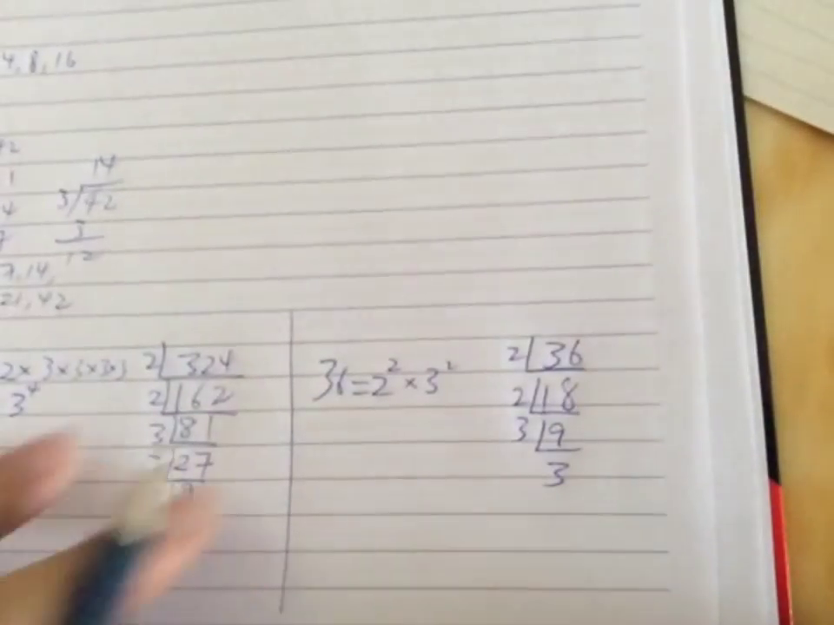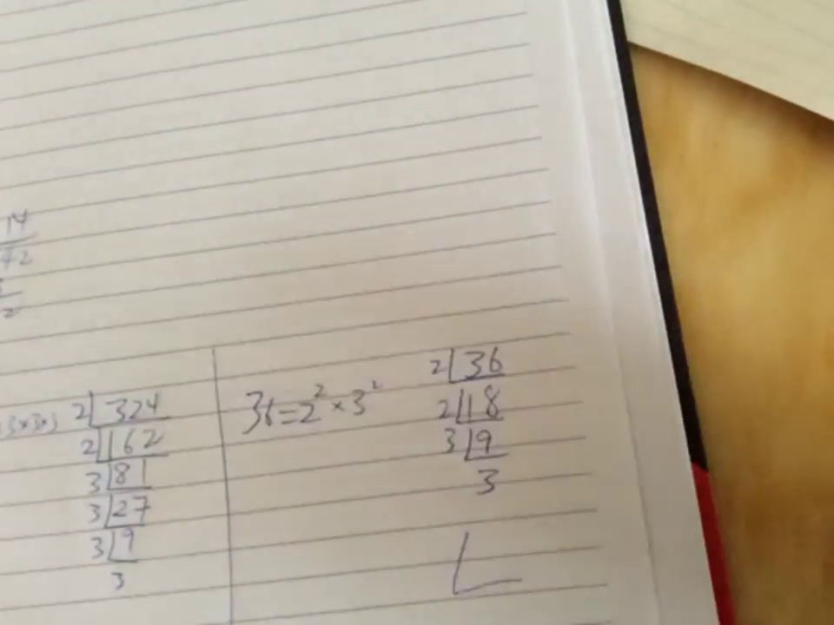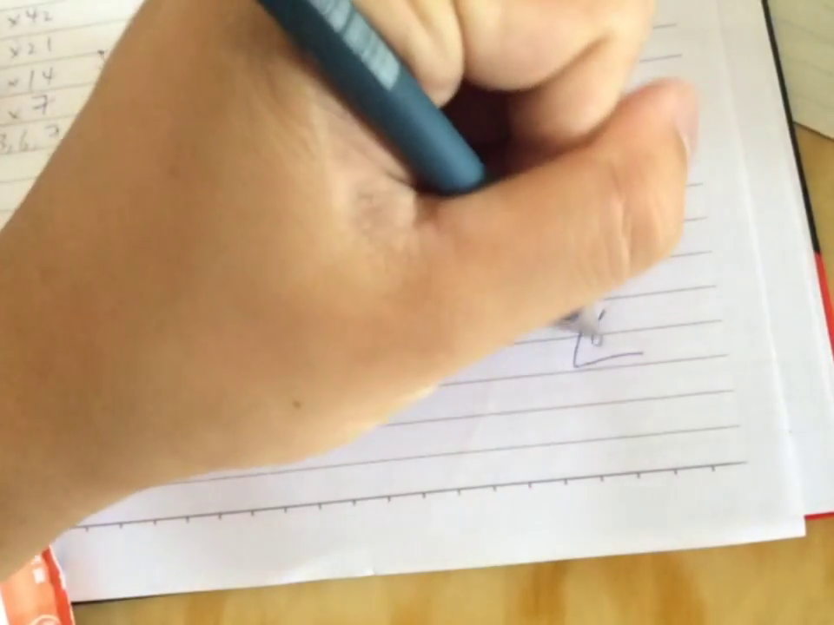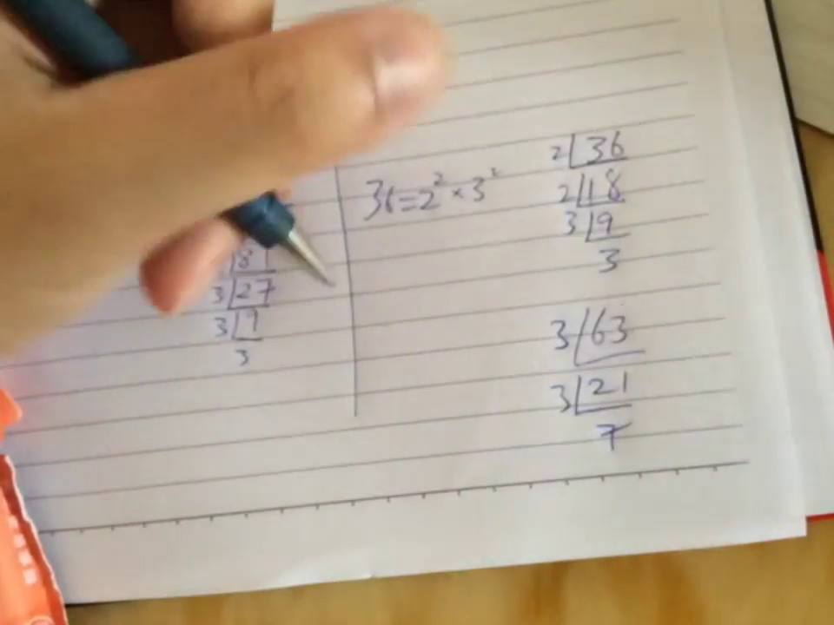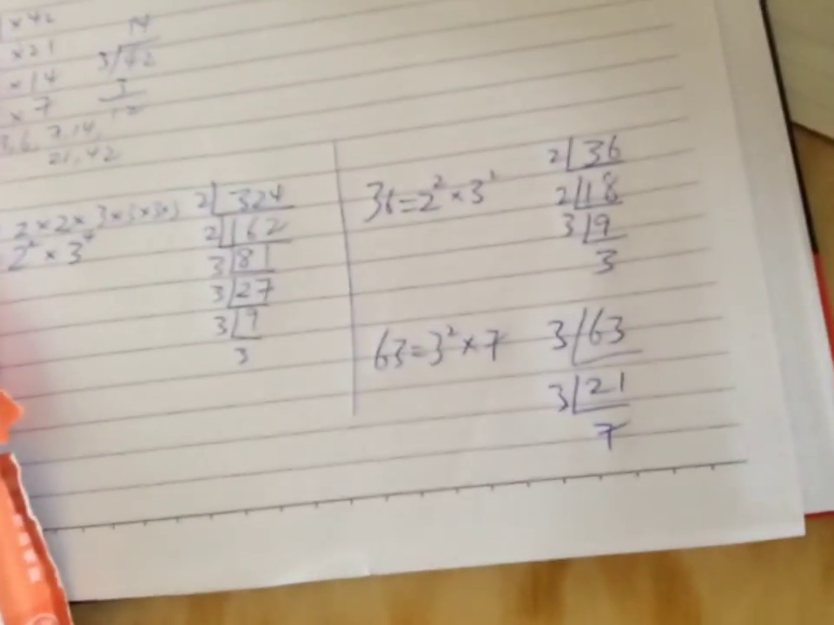Let's go on to 63. We get 3, 3, and 7. So 63 is 3 squared times 7.